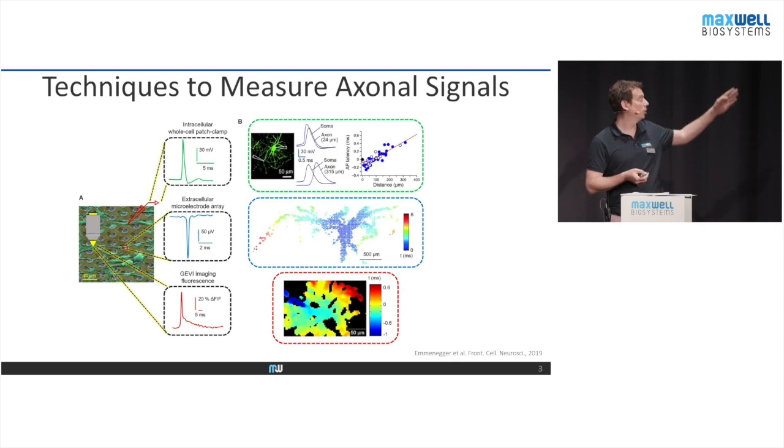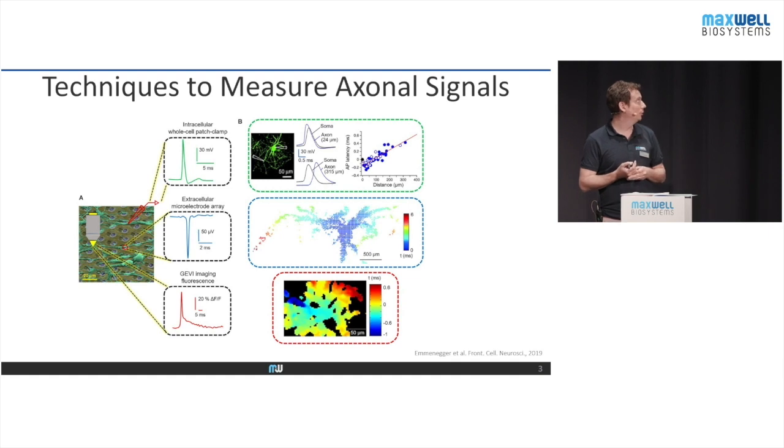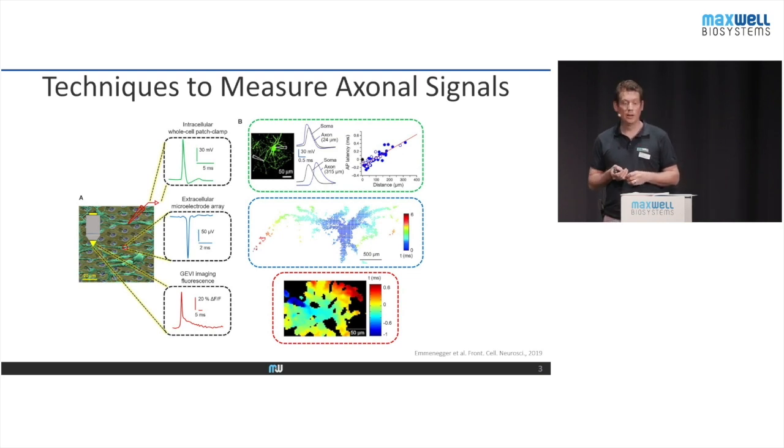On the other hand, on the bottom, we see optical techniques such as genetically encoded voltage indicators. This type of technique, of course, has a very high spatial resolution. On the other hand, it has some challenges to overcome, for example, effects on the cells, toxicity, photobleaching, and typically a low signal-to-noise ratio. The method that we see in the center, which is recording axonal signals with high-resolution microelectrode arrays, is obviously what we are working with at MaxWell Biosystems.